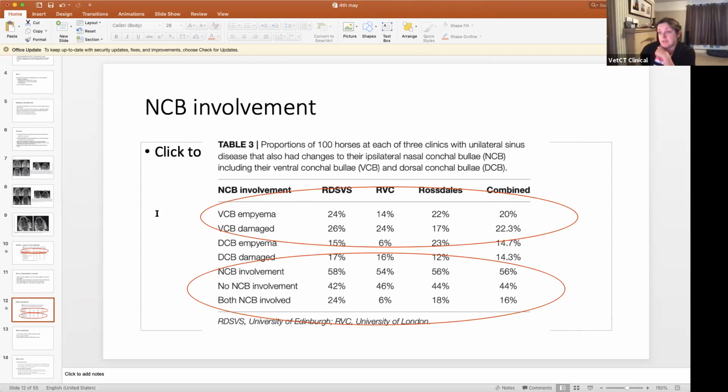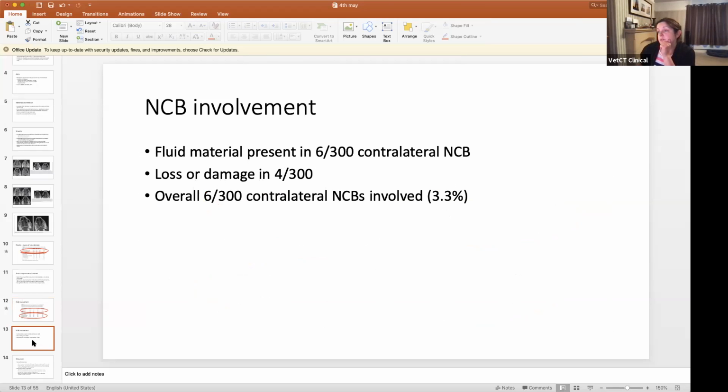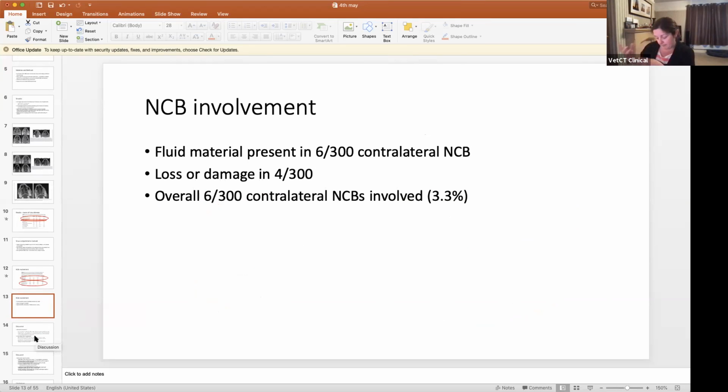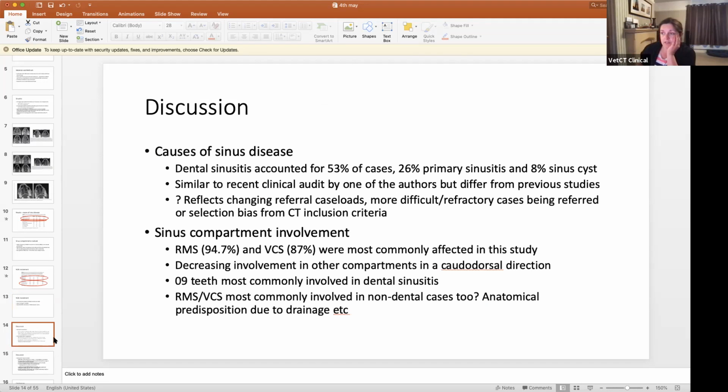Interestingly, the proportions were slightly different between the institutions, but I think they're roughly overall not a million miles out. And then when they compared to the controls or the normal contralaterals, it was a very low proportion of affected nasal conchal bulla. So 6 out of 300 in the contralateral had fluid, and 4 had loss or damage. So there was only actually 3% as opposed to 50% involvement in the contralateral. So they used that as quite a strong statistic to say that actually the damage to these is usually related to there being sinusitis.